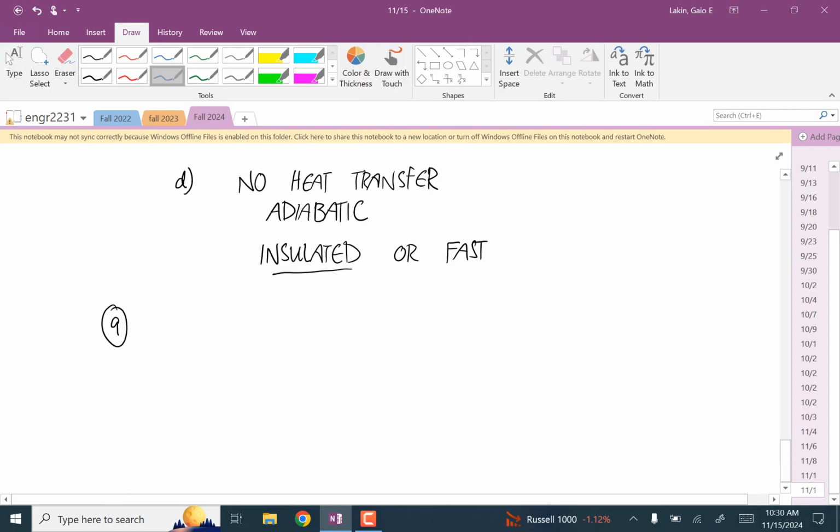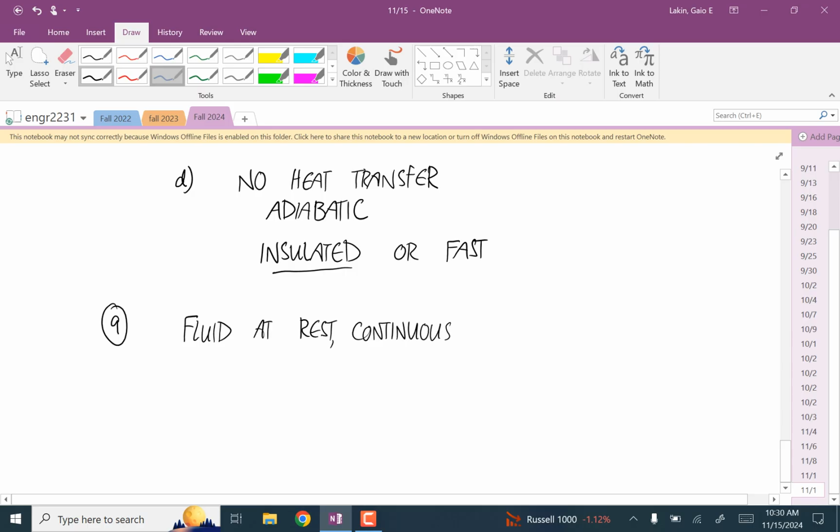So number 9, the last one that you can always use, this one is for a fluid, a gas or a liquid that's at rest and continuous. Then you always know that the pressure at the lower height is equal to the pressure at the greater height plus the density of the fluid times g times the difference in the height.